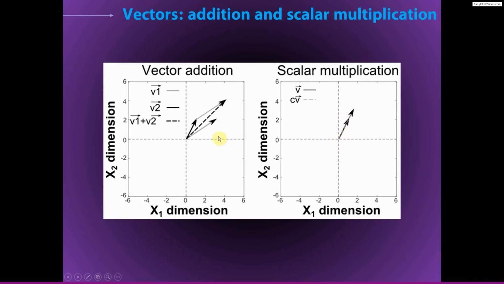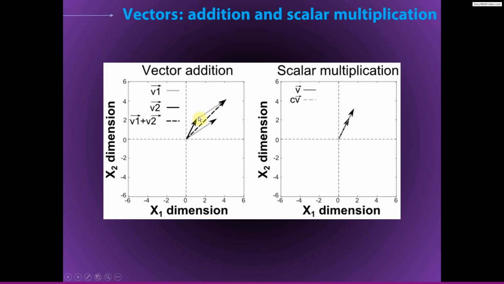Okay, so now we do vector addition. Here is vector 1 and vector 2. If we were to add these two vectors together, the geometric interpretation is that you take one vector and slide it up so that the start of this vector is at the end of this other vector. So now you can see I've just transposed this vector up here.